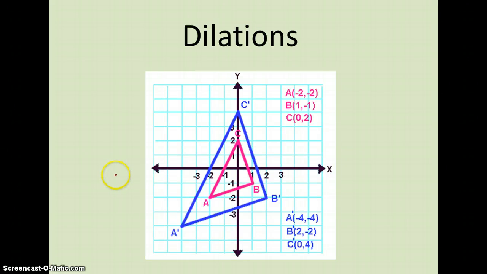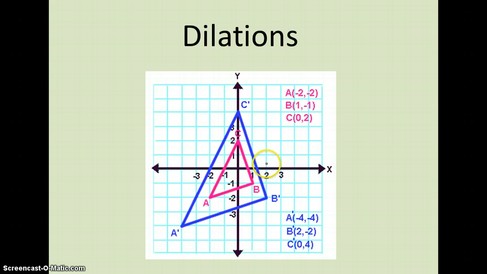So we're going to continue our discussion with similarity and look specifically at dilations. If you look at this diagram here, you'll see we start with this pink triangle, ABC, and then we also have another triangle, a larger triangle, A prime, B prime, C prime. So what's happened is we've seen our original pre-image dilate, in this case larger, to an image.